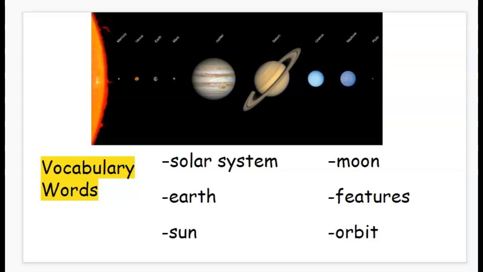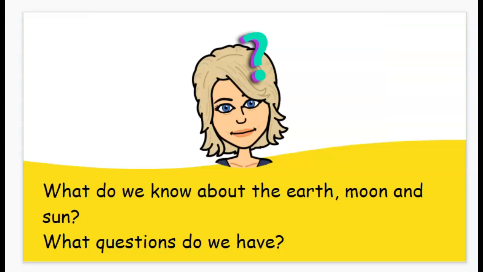We know what the moon is. We see that every night, and we know that the moon changes. It doesn't always look the same. Features. That's describing something. And we just talked about what the word orbit means. Here are the questions that we will be asking ourselves in this unit. What do we know about the Earth, Moon, and Sun? What questions do we have?